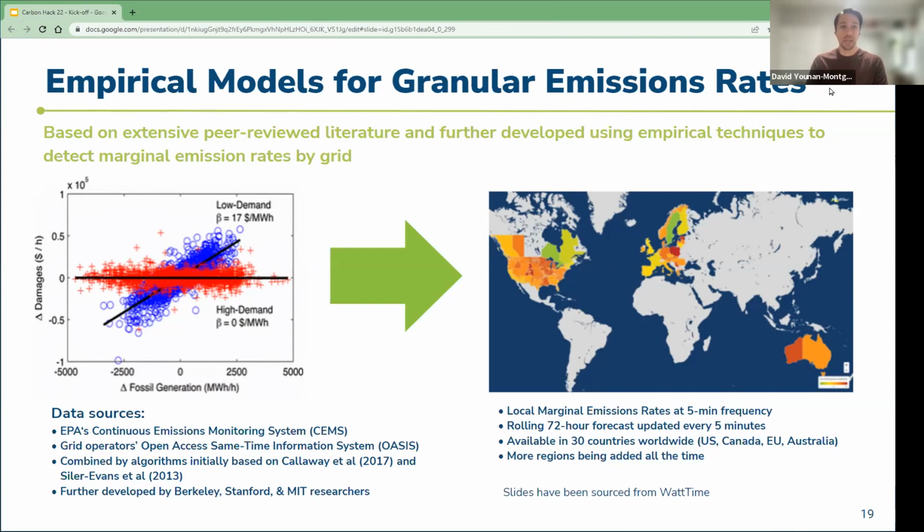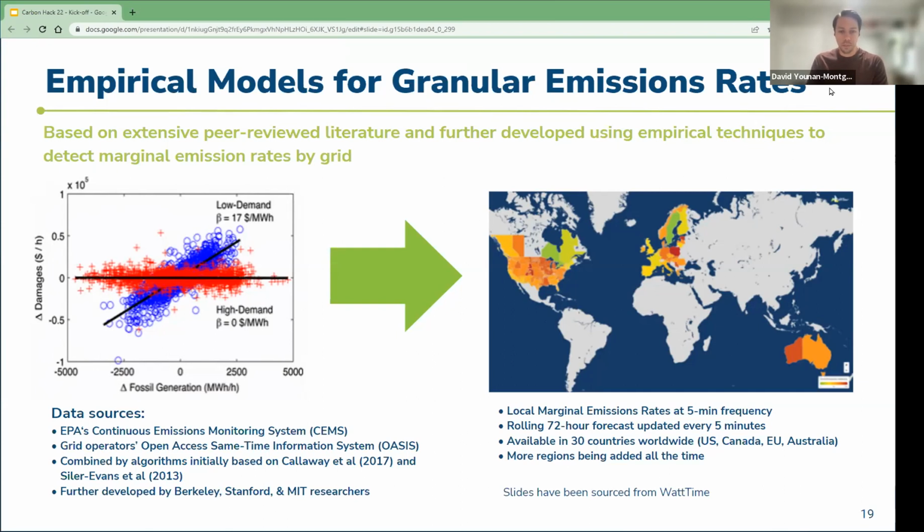That is in pounds of CO2 per megawatt hour, and we offer that both as a historical look back, so you can look back up to 3 years, and you can also get that signal in real time, which is updated every 5 minutes, and as a 72-hour forecast. I think by default, if you query the SDK, it will be a 24-hour forecast, but you should be able to define a 72-hour forecast and get that data as well.